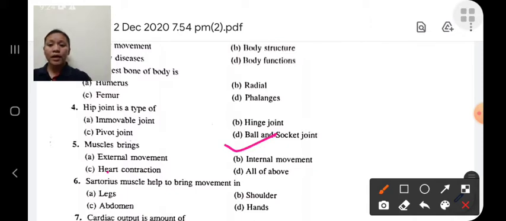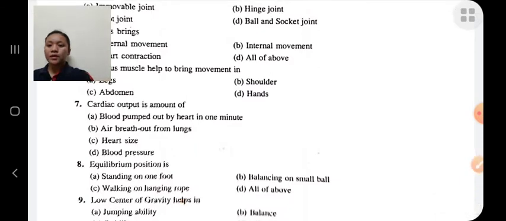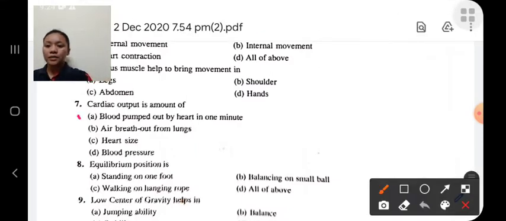Muscles bring: external movement, internal movement, heart contractions, all of the above. Muscles help in movement. Due to muscular contractions, external and internal movement is possible. So muscles help in bringing external movement, internal movement, and heart contraction. Sartorius muscle helps to bring movement in the leg. Cardiac output is the amount of blood pumped out by the heart in 1 minute.